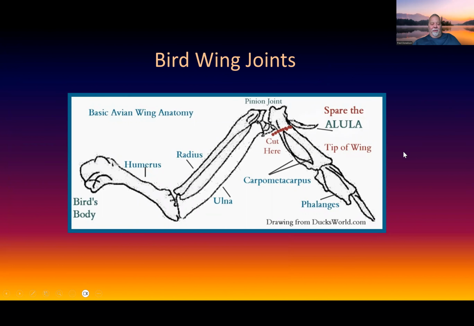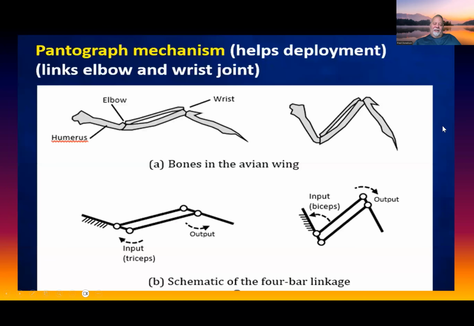Bird wing joints are really interesting. Here's a typical bird wing. Notice it's similar to humans and frogs and all. They have a humerus, a radius and an ulna, that kind of stuff. There's phalanges. If you take a look at the joint and the linkages in it, they have what they call a pantograph mechanism. And what that basically does is link the elbow and the wrist joint.